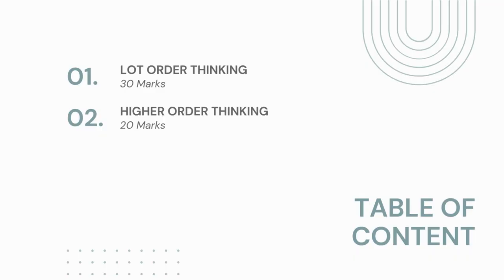But if you're looking for those distinctions and the higher marks, you really need to get on board with higher order thinking, which involves 20 marks. And that is all about bringing in your application skills to what you are writing. So we're looking at lower order thinking and higher order thinking.